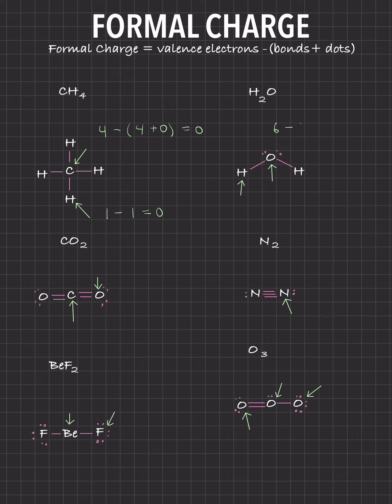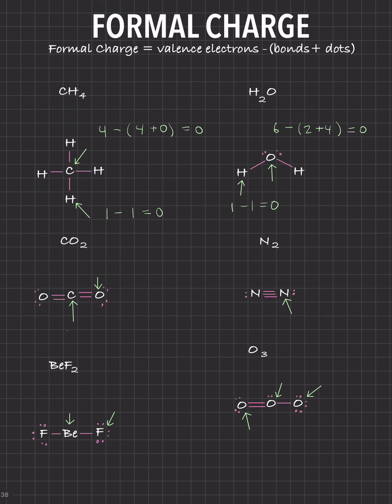How many bonds does it have? I see 2 lines. How many dots does it have? I see 4 dots. So 6 minus 6 is equal to 0. Hydrogen, again, is going to be 1 minus 1 equals 0. Okay? Now let's go to CO2.